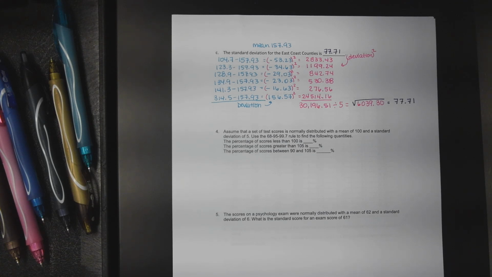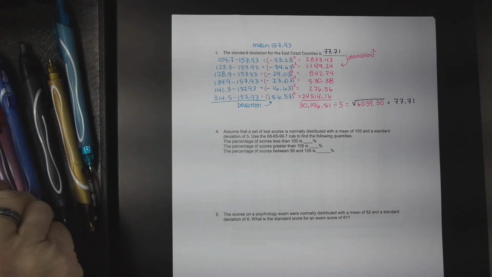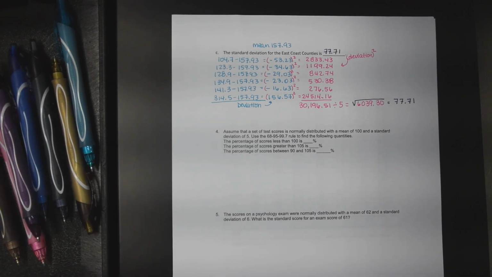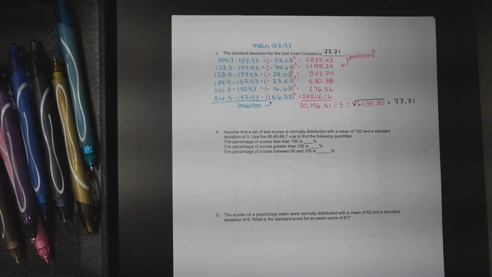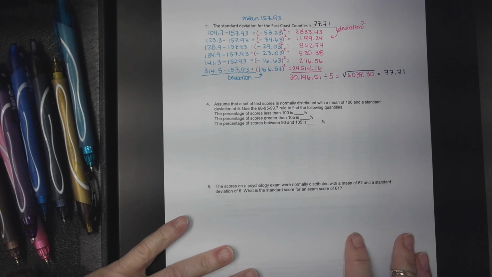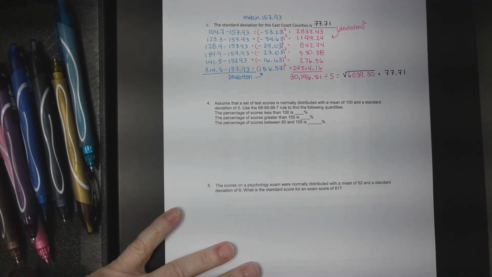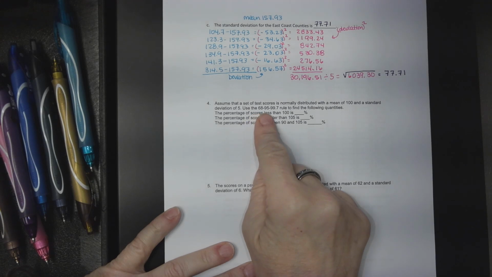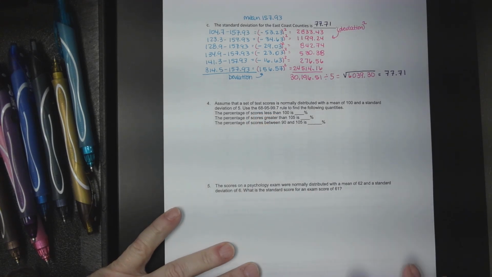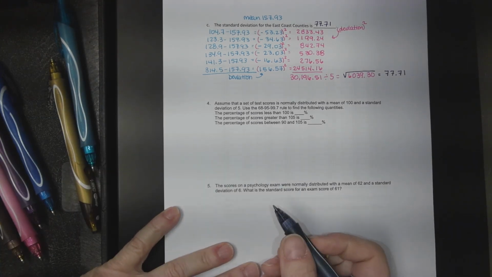Okay. So now, we're going to assume that a set of test scores is normally distributed with a mean of 100 and a standard deviation of 5. So we're going to use the 68, 95, 99.7 rule to find the following quantities, okay? So let's draw that.